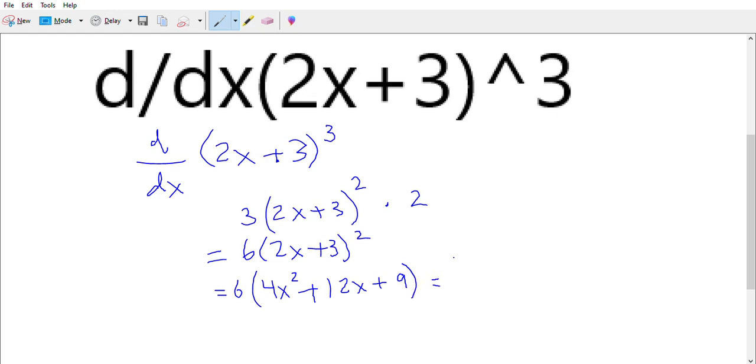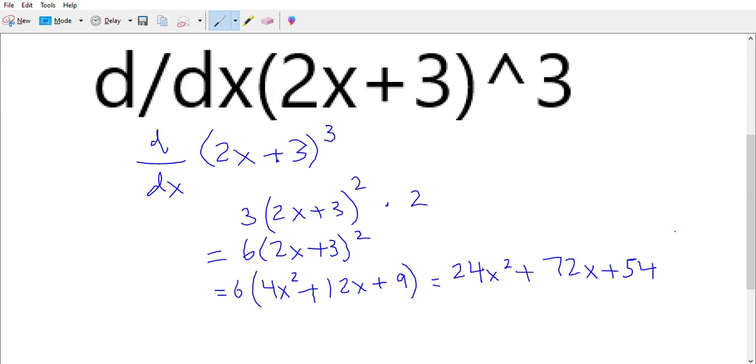So at the end, the total answer is 24x squared plus 72x plus 54. So that is the derivative of 2x plus 3 to the third power when you multiply everything out and leave it in polynomial form. So this is pretty simple when there is the chain rule.